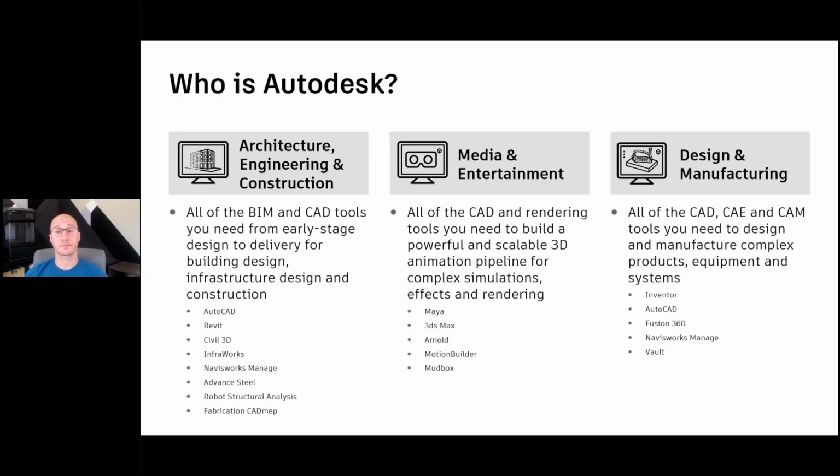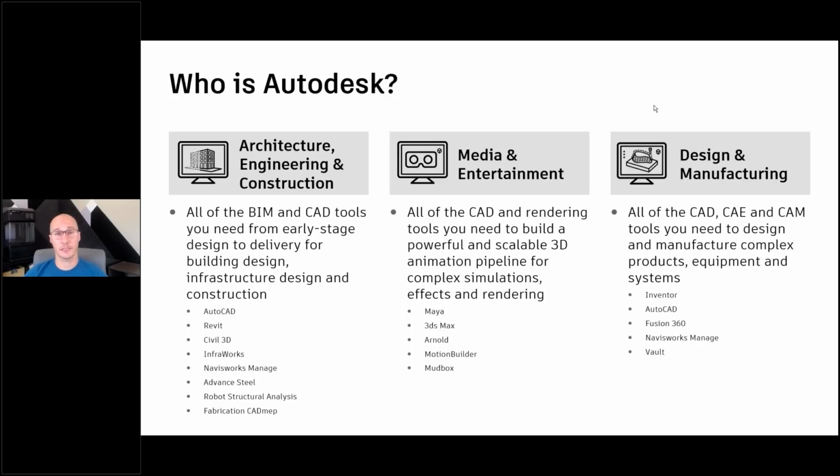We also have an entire segment or division of our company that's focused on product design and manufacturing. And that is what we call the design and manufacturing side of our business. And we include CAD or computer-aided design, CAE or computer-aided engineering, those are the analysis tools, and CAM or computer-aided manufacturing to help take those ideas and turn them into real products. We have a variety of different software that help you in this space, including Autodesk Inventor, AutoCAD, Fusion 360, Navisworks Manage, Vault, and a whole lot more.